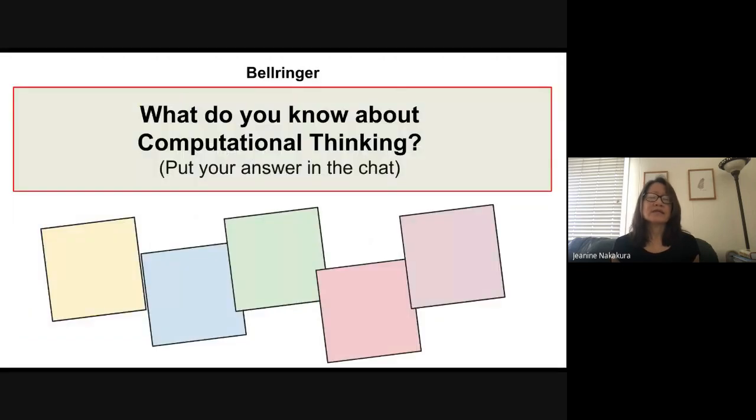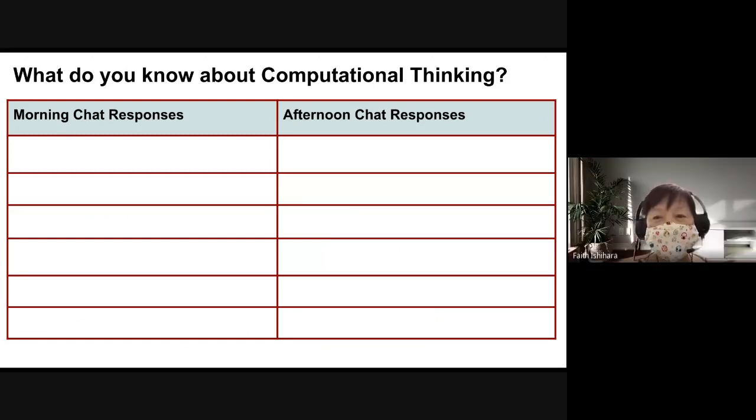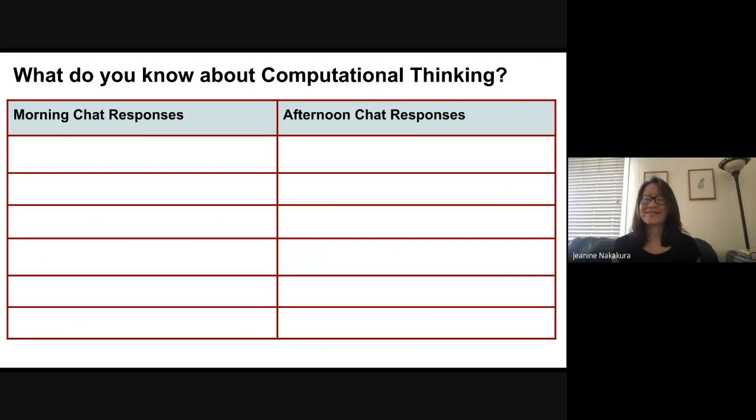So on the next slide, we'd like to know, what do you know about computational thinking? Okay, put your answer in the chat. Let's see, in the chat, I don't see any responses. But Faith, what do you know about computational thinking? Put you on the spot. Oh, no pressure. And no pressure.